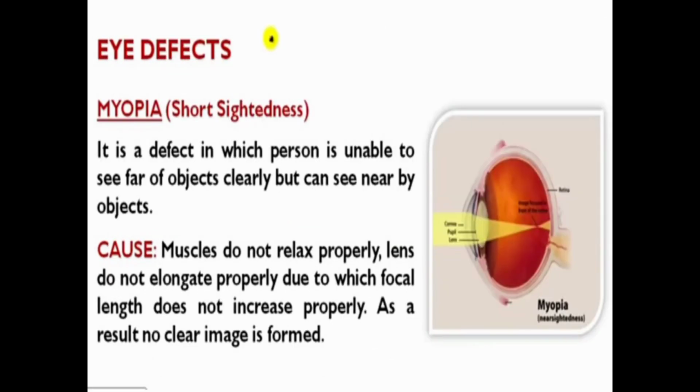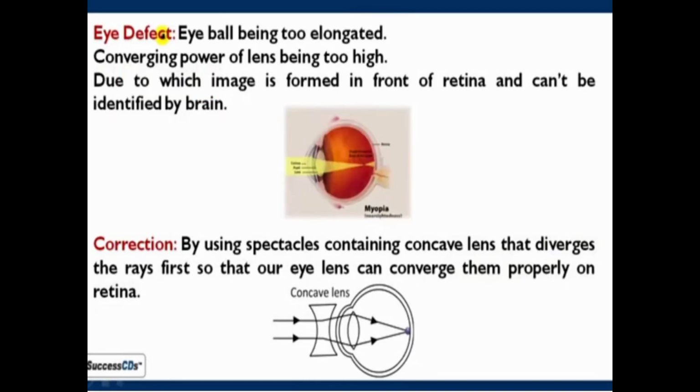We saw the cause, the reason why myopia is caused, why the person cannot see far off objects clearly. But what is the eye defect? What defect does it cause in the eyes? The eyeball becomes too elongated, and the converging power of the lens becomes too high. Due to this, the image is formed in front of the retina and can't be identified by the brain.